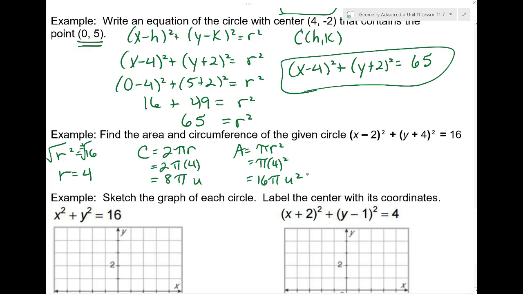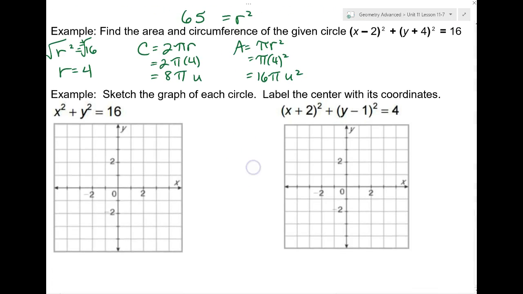That's it. That's how easy it is. Just pull out the information you need. You don't have to worry about the center this time, right? No. All right. Now, the one thing we have to do, and I'm going to give you 2 examples, and you're supposed to be able to handle this till the end of time, is the fact that you're supposed to be able to graph a circle now.